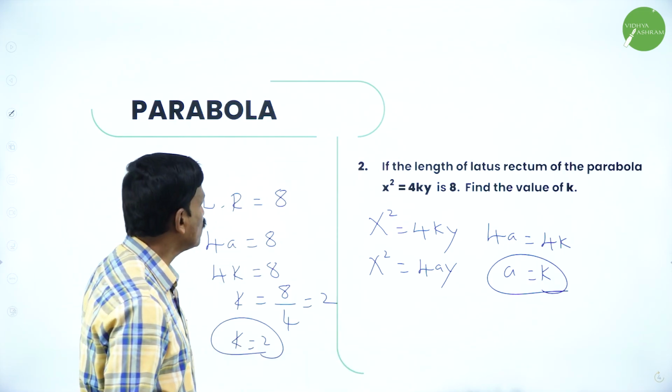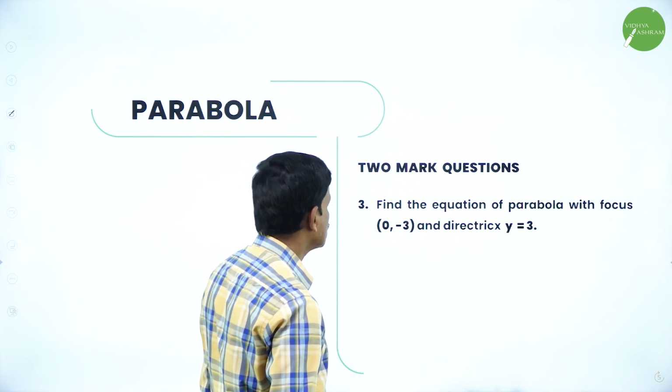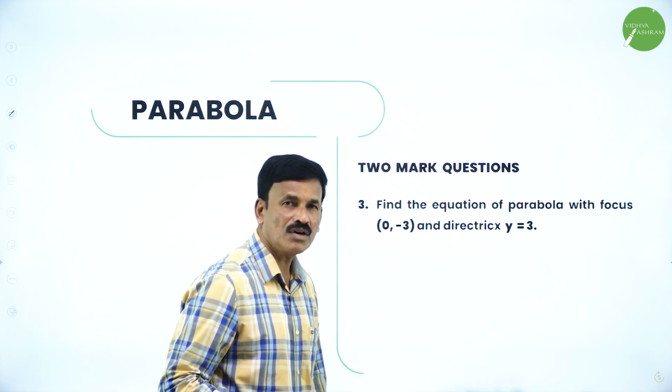Now move on to the next problem. 2 marker question. Find the equation of the parabola with focus 0, minus 3 and the directrix y is equal to 3.